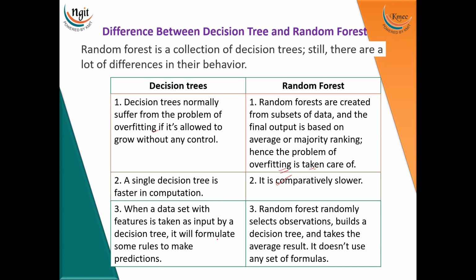When a data set with features is taken as input by a decision tree, generally it will formulate some rules to make the prediction, which we have seen in the earlier example when we discussed the decision tree. But as random forest randomly selects observations, builds decision trees and takes the average result, it does not use any set of formulas. Why? Because it is using majority voting or averaging, so it need not frame any rules. But a decision tree, as it is a single tree, has to form rules to make the predictions. So these are some of the differences between decision tree and random forest.